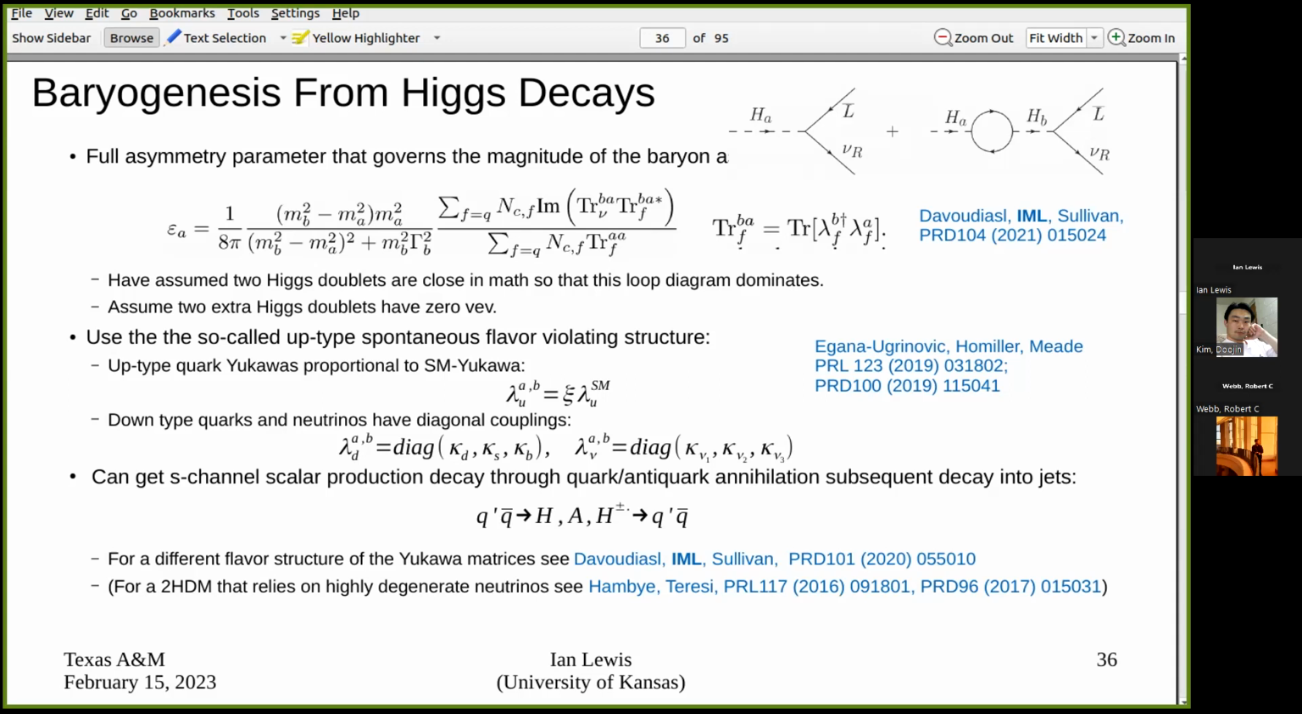You assume the up-type quark Yukawas couple some parameter times the standard model, so that these things come diagonal at the same time. And then the down-type quarks and neutrinos, you assume they're just diagonal matrices. And then we assume the extra Higgs doublets have 0 vev, which you can always rotate to a basis where your extra Higgs doublets have 0 vev. And this type of thing can actually evade a lot of the constraints from flavor physics. And they have the question.